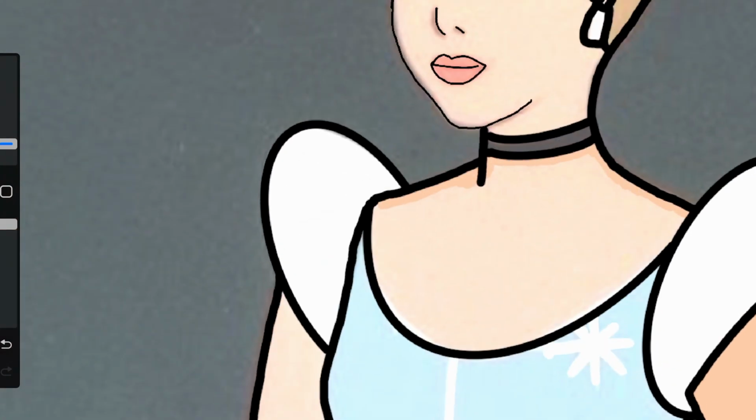Camila Cabello is honestly so pretty, and if it wasn't for Shawn Mendes, I would have never known who she was. I haven't watched that one, but I heard that it's pretty good.